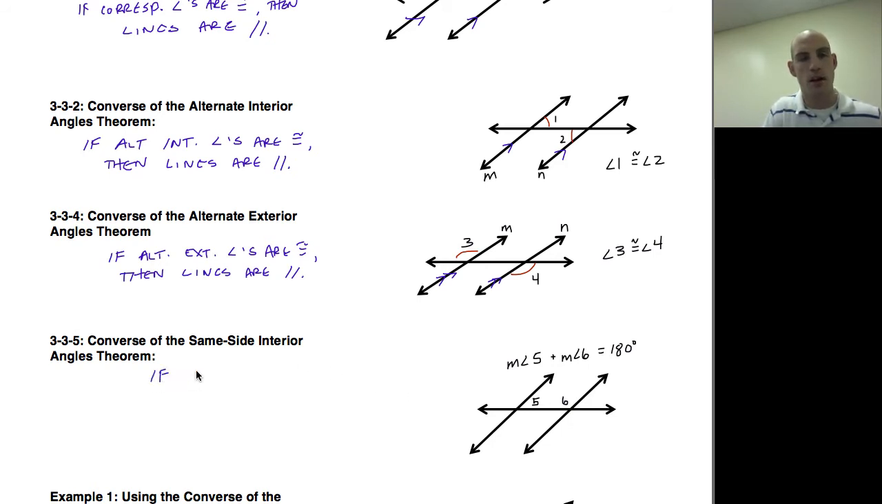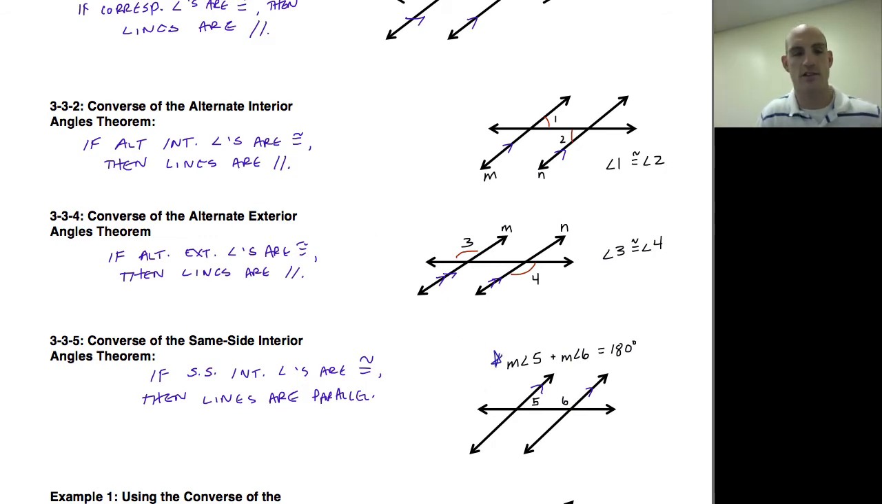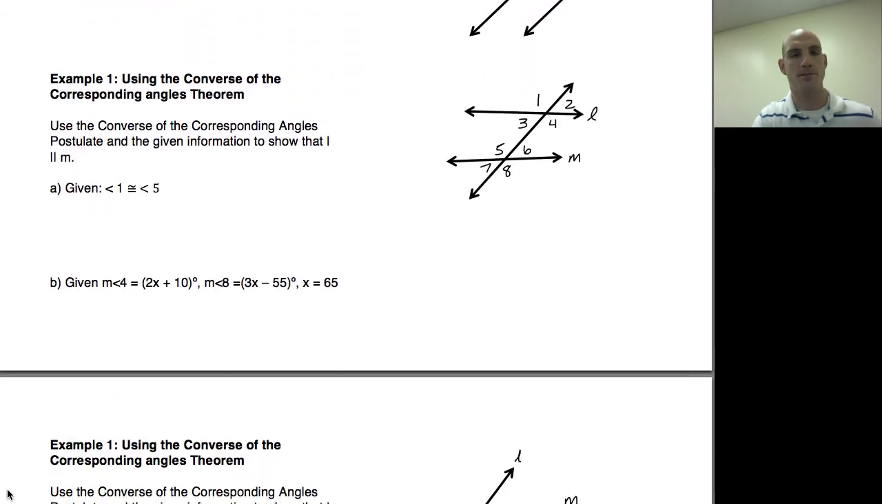So, if same side interior angles are supplementary, then lines are parallel. So we can now mark these parallel because those same side interior angles are 180, given this statement. Let's use this to try to solve a couple of problems.